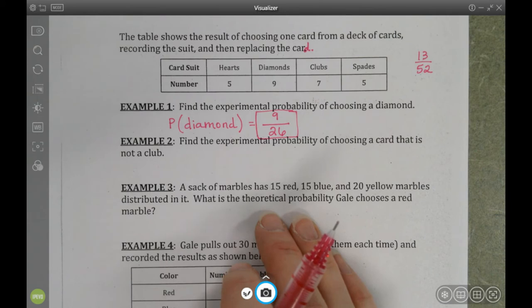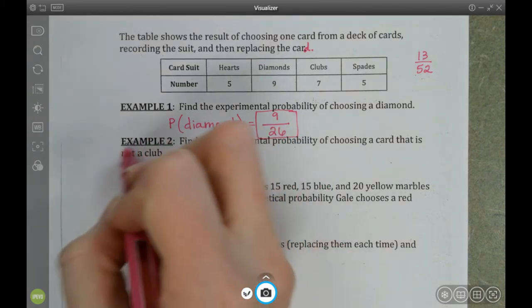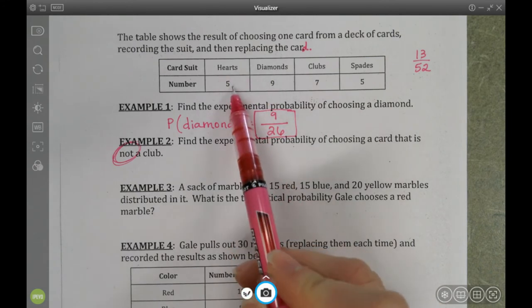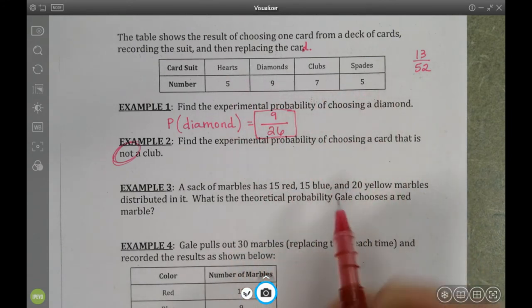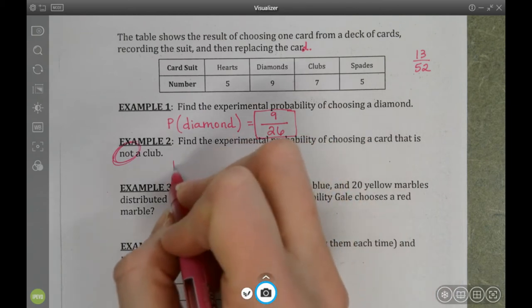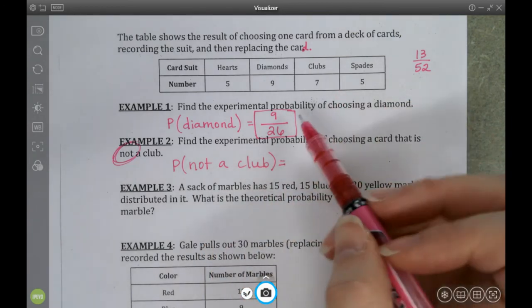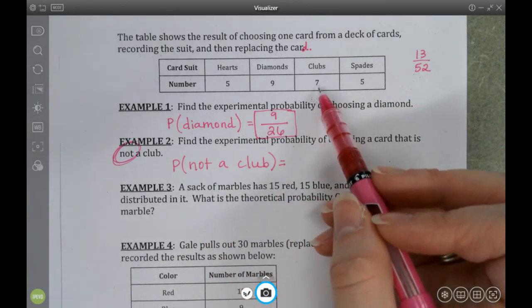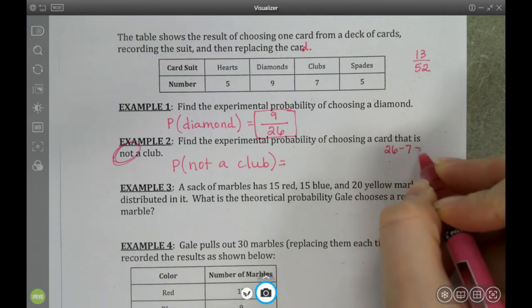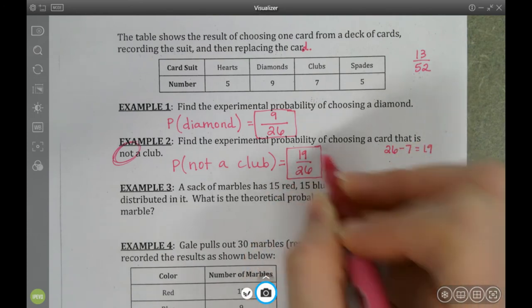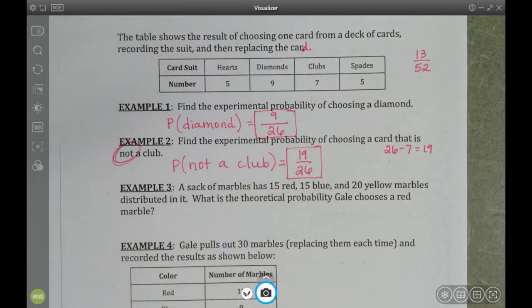Find the experimental probability of choosing a card that is not a club. So if it's not a club, what is it? Anything else. So the probability of not a club: there were 7 of them that were clubs. 26 minus 7 is 19. So we're going to do 19 out of our total of 26, which does not simplify. You tracking with me so far? Nothing too crazy?